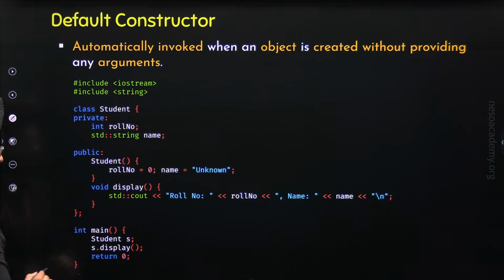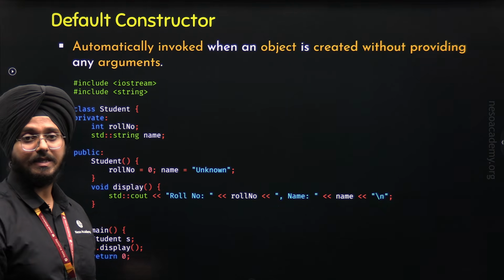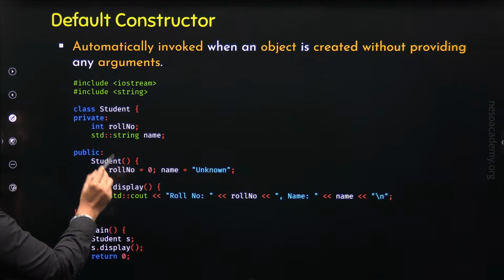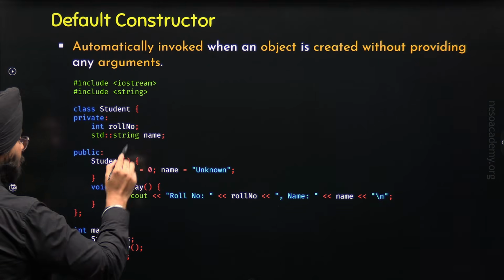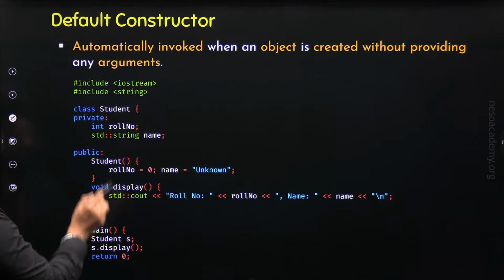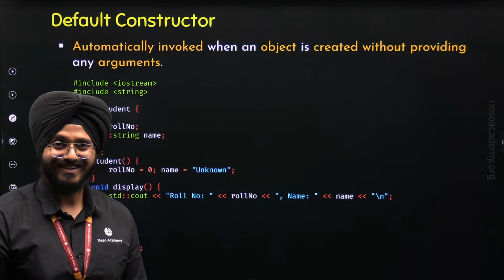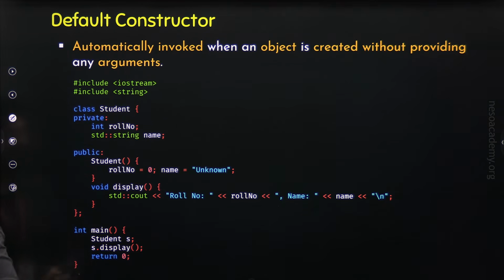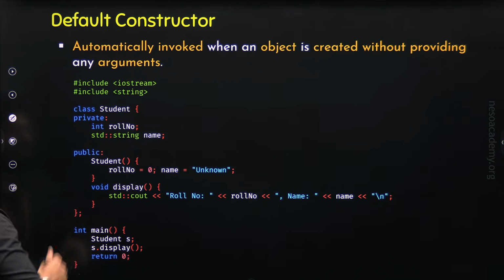This is the definition of the main function. Inside this main function, I have created this object S. Because the object S is created, the constructor will be invoked. It will be invoked automatically, and therefore roll number will receive 0 and name will receive the string unknown. These values are associated with this object. So this object is initialized without the need of calling the function on our own. So here we are mimicking the behavior of a built-in data type. As soon as the object is created, it is initialized with values.